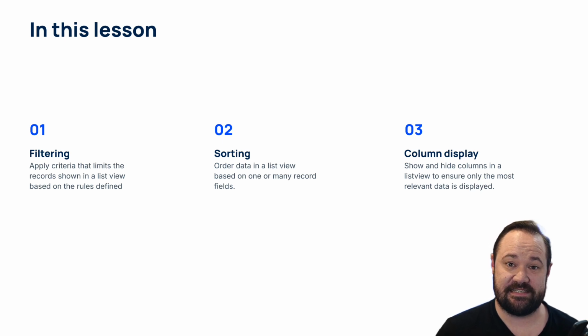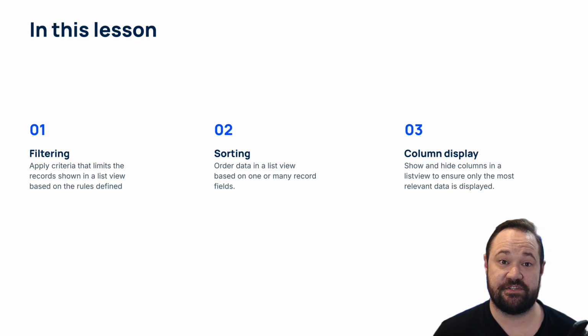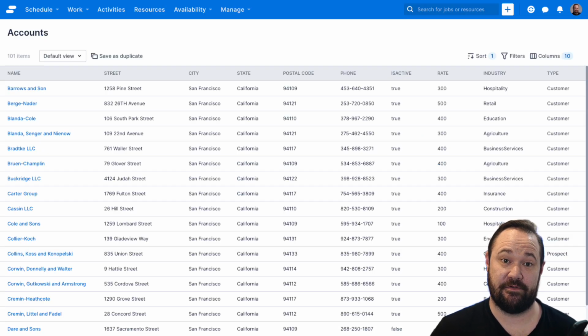And column display lets you choose what fields are visible on your list view. By the end of this lesson, you'll know how to modify a list view to surface the most relevant data, apply filters to refine results, adjust column visibility and order, and save those changes for future use. This will help you create a more efficient and tailored experience when working with list views. Alright, let's get started with filtering.